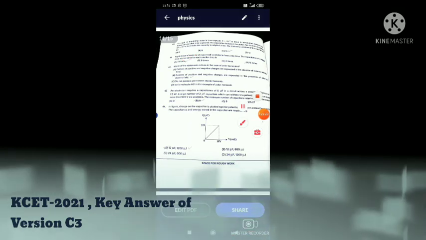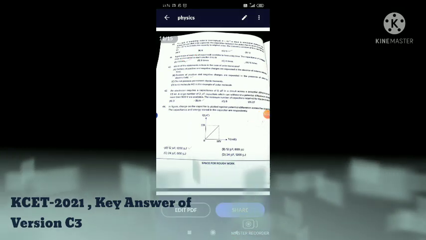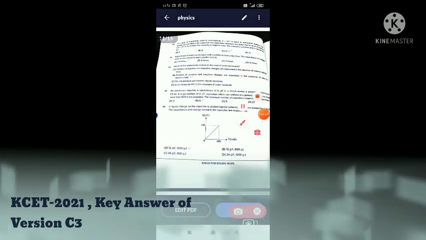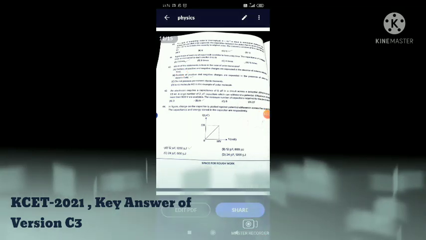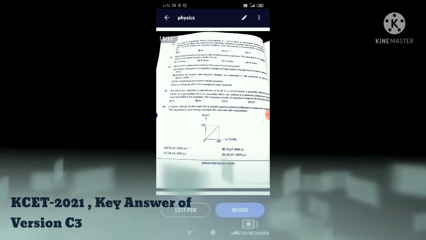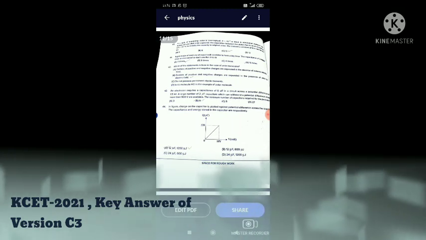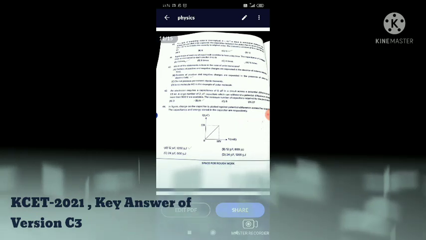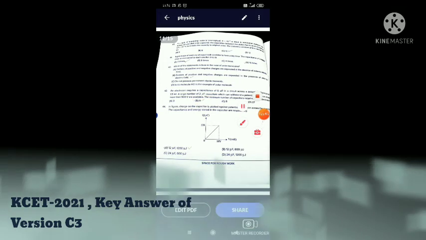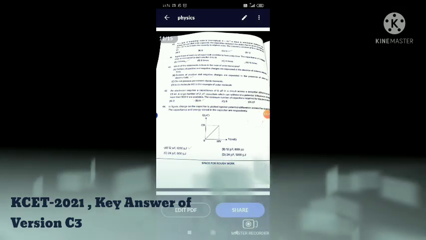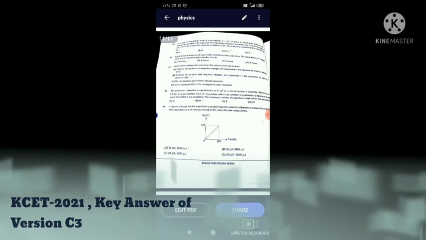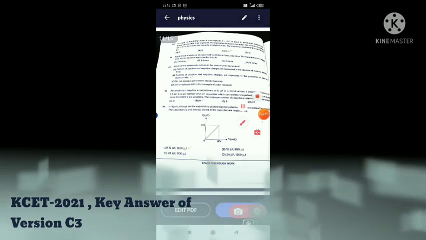Next, 42nd question: Which of the statements is false in the case of polar molecules? The answer is answer B. Next, 43: An electrician requires a capacitance of 6 microfarad in a circuit across a potential difference of 1.5 kV. The correct answer for the 43rd question is B. Next we will move to the 44th: In the figure, charge on the capacitor is plotted against potential difference across the capacitor. For the 44th question, the correct answer is answer A.